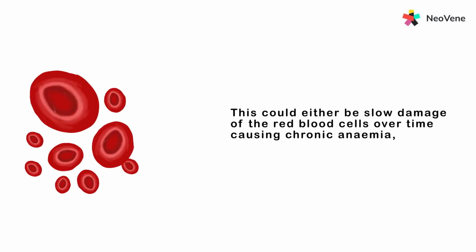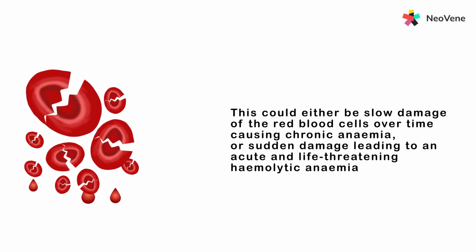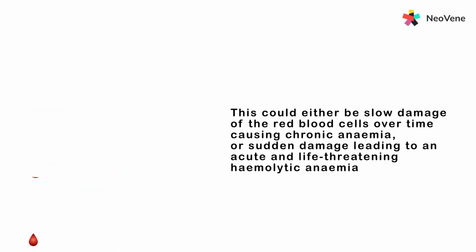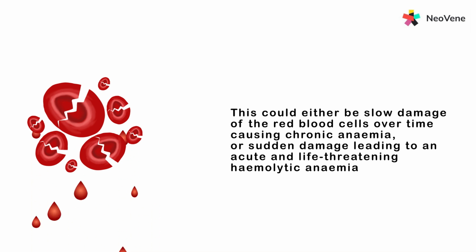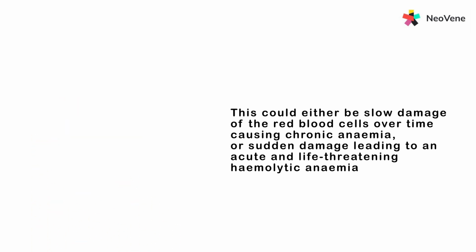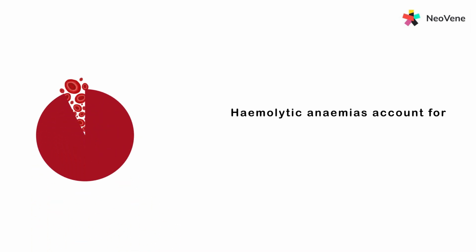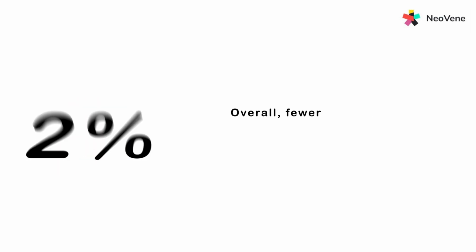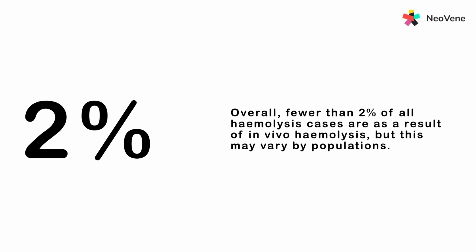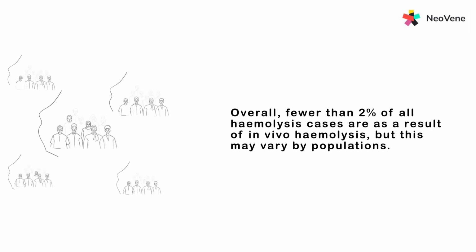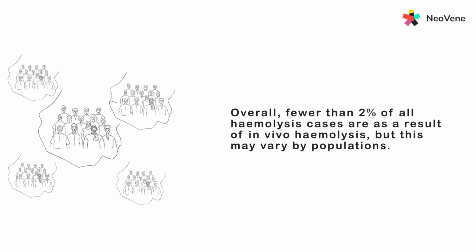This could either be slow damage of the red blood cells over time causing chronic anemia, or sudden damage leading to an acute and life-threatening hemolytic anemia. Hemolytic anemias account for 5% of all anemias. Overall, fewer than 2% of all hemolysis cases are a result of in vivo hemolysis. But this may vary by population.